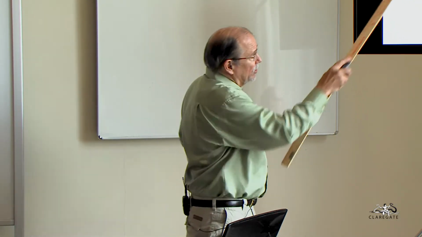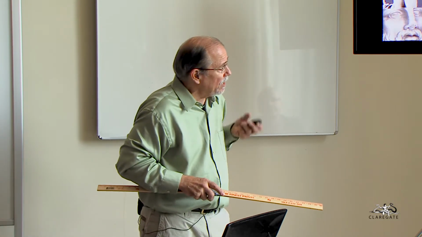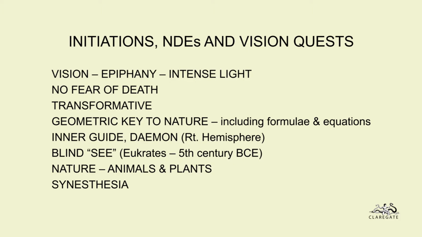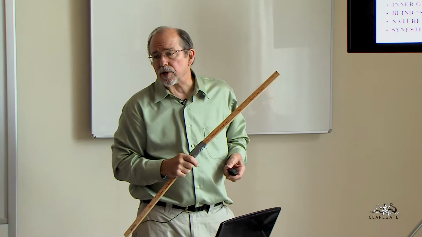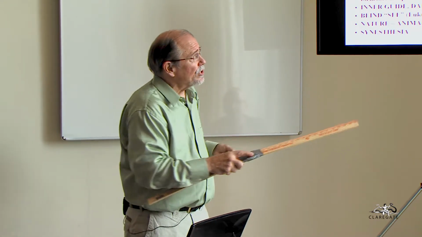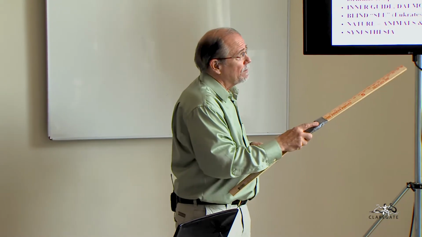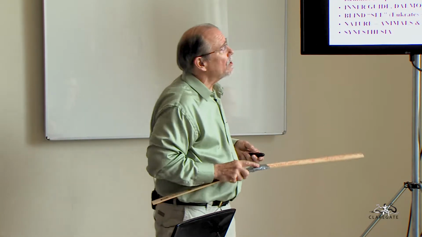There's a very good book called Irreducible Mind: Toward a Psychology for the 21st Century, by Edward Kelly and Emily Kelly. NDEs and OBEs, Initiations, Near-Death Experiences, and Vision Quests. They share in common vision, epiphany, intense light, no fear of death after the experience. It's transformative. Many are given the geometric key to nature. And that's what I'm actually researching right now. Near-death experiences and others who've had this experience, including the formula and even the equations.